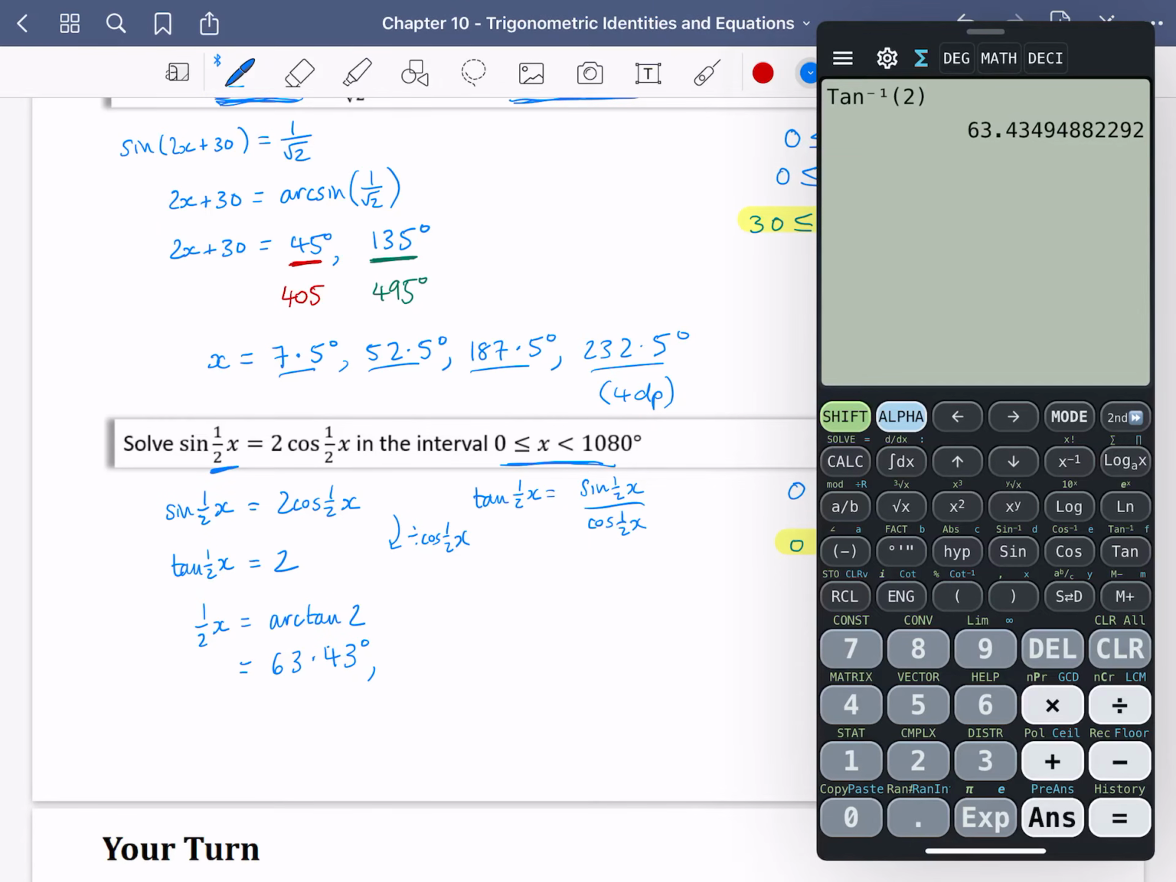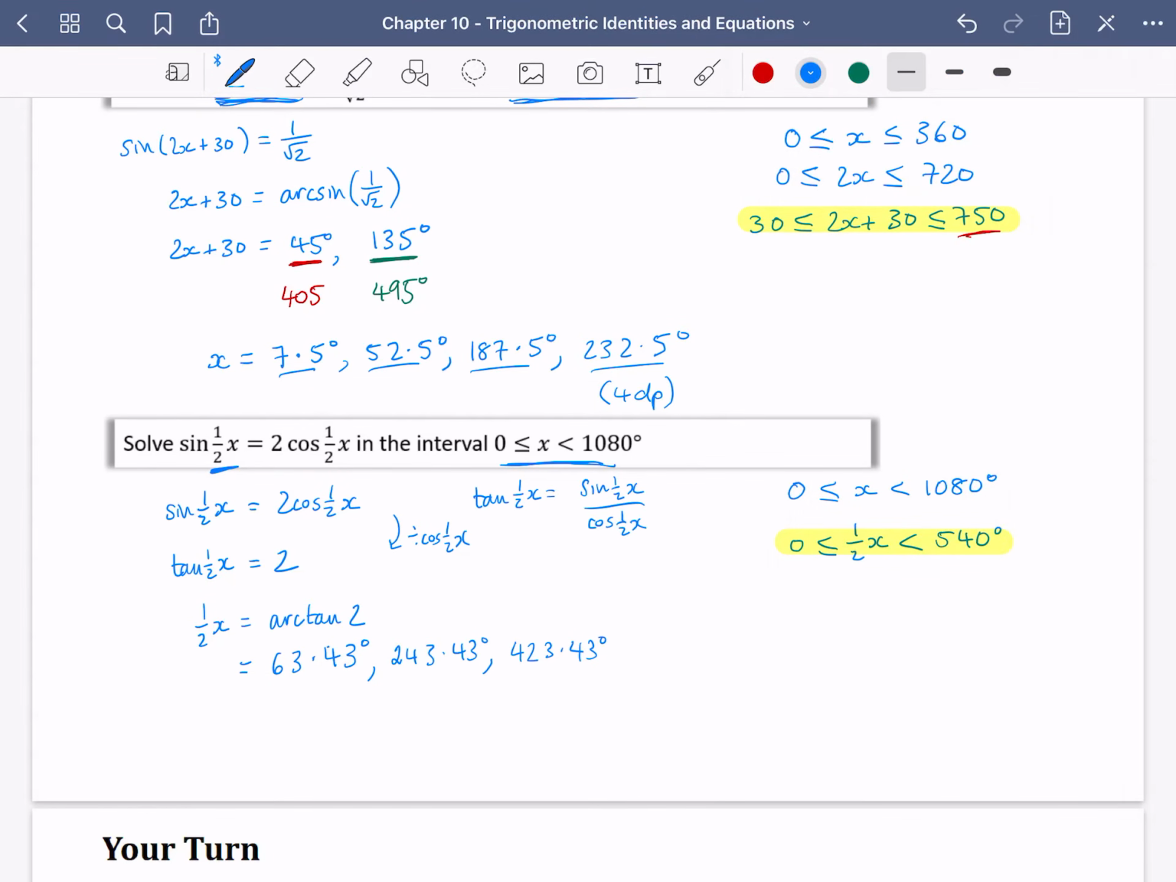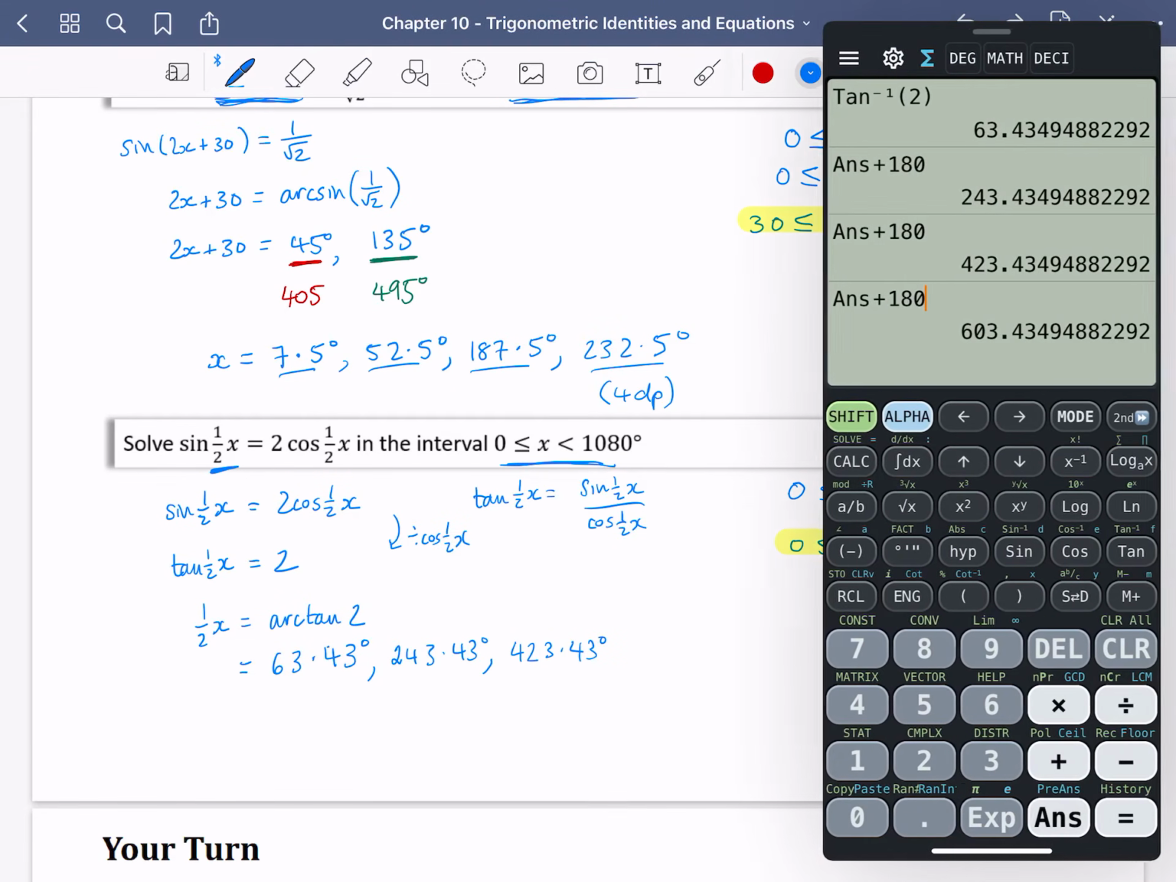Now for tan, you should just remember that you just keep adding 180 to this. So I'm not going to need to use my red or my green pen here. So I get 243.43 degrees, and I'm going to add on another 180. Actually, I like to do that on a separate line. So you get 423.43 degrees, and I'm going to add on another 180, and I go to 603. But 603 is outside of that range, so I'm not going to write that one down there.